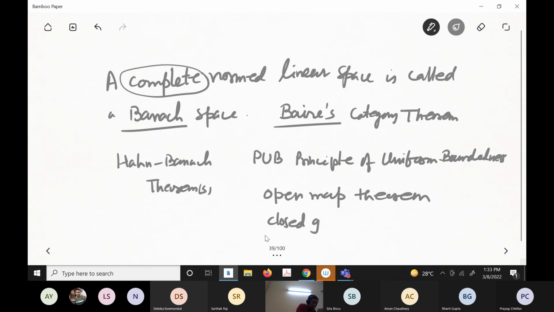Closed graph theorem. I have given you a question in the minor. Be careful. The closed graph plays a big role in functional analysis. That's why I have given you that question. Closed graph theorem. Now look, these three theorems use this thing in the proofs. In fact, it can be shown that if your normed linear space is not a Banach space, it may not hold. Okay, that's why the importance of Banach space.